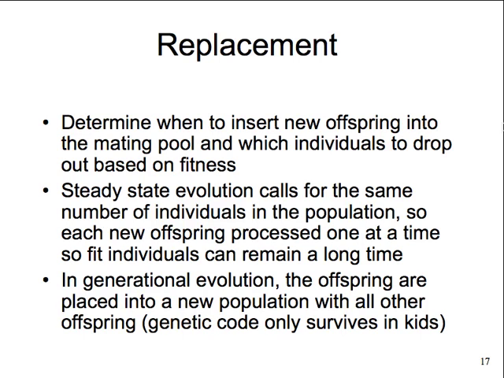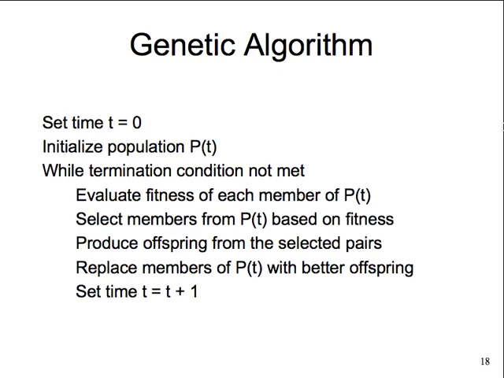In generational evolution, the offspring are placed into new populations, and offspring from other generations are put together. So the genetic codes only survive in the kids, actually, because the older ones, well, that's actually what happens in genetic codes. We only get survival of the ones that are going to be fit for the environment.